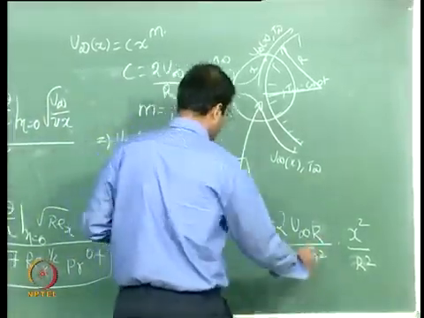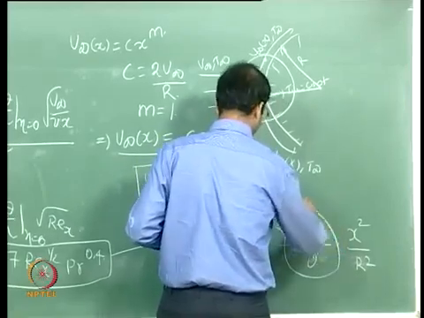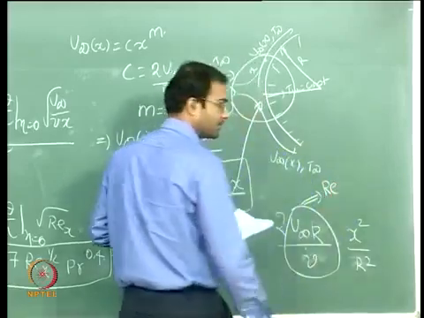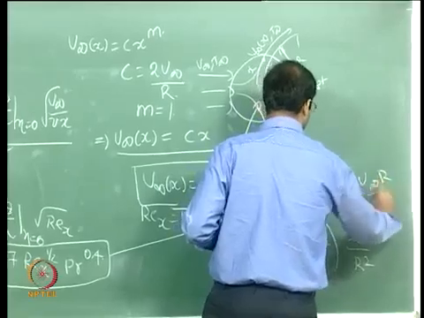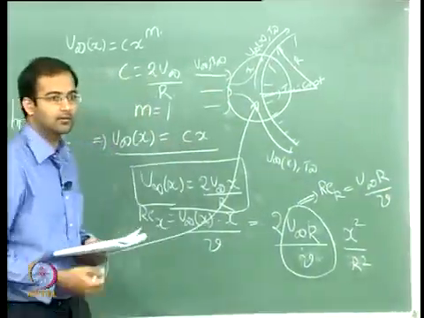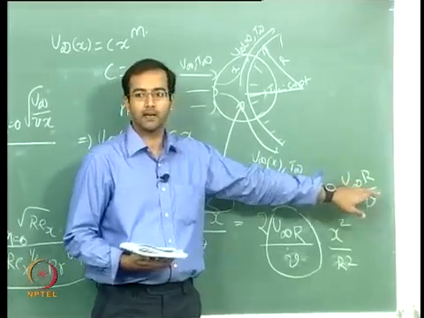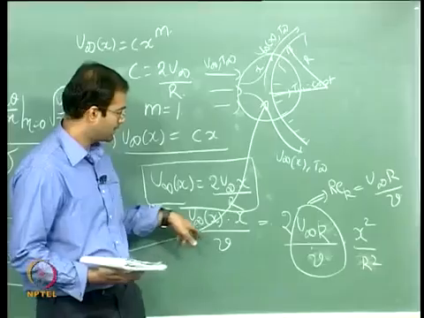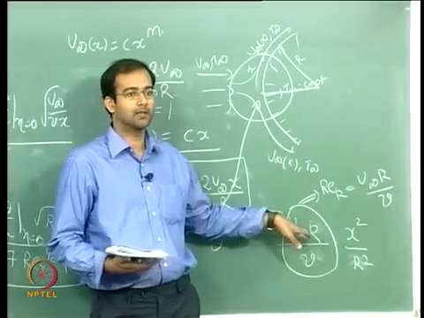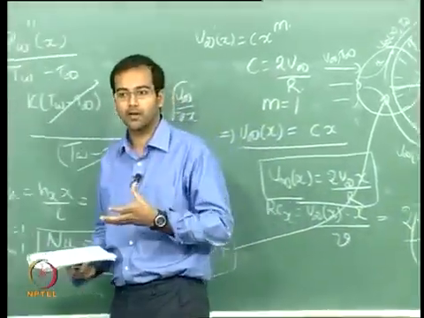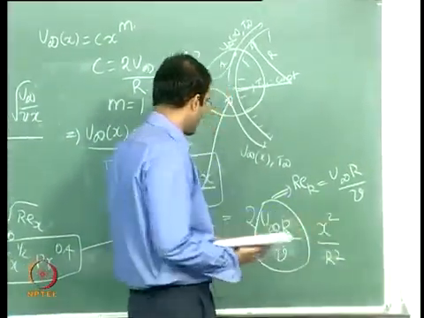Now I can define this as my Reynolds number based on the radius of the cylinder, which is nothing but u infinity r by nu. This is the constant free stream velocity, and the characteristic dimension is the radius. So now I have transformed from the local velocity and the local coordinate to a constant velocity and a fixed coordinate. The fixed dimension here is r, and you have a factor x square by r square.